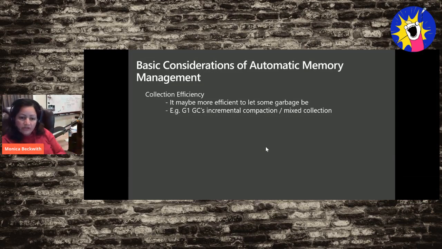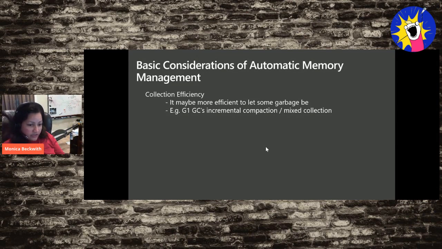An example of this is the incremental compaction in G1 GC, which is the first garbage collector in OpenJDK. The incremental compaction phase is also known as mixed collection, where we only have a few old regions that we can include as a part of a collection cycle. And if time permits, I'll go into that as well.